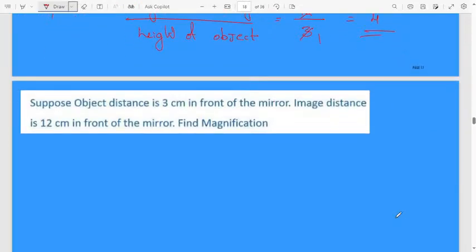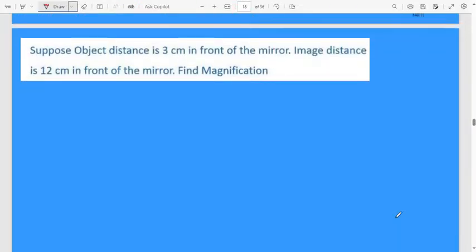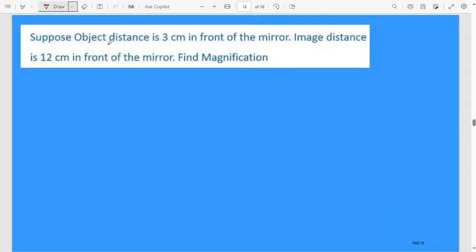Let us move to the next question. Suppose object distance is 3 centimeter. See here they are given the object distance is 3 centimeter, and the image distance is 12 centimeter in front of the mirror. Find magnification. Here we will use the formula magnification equals minus v divided by u, because they are given the object distance and the image distance.